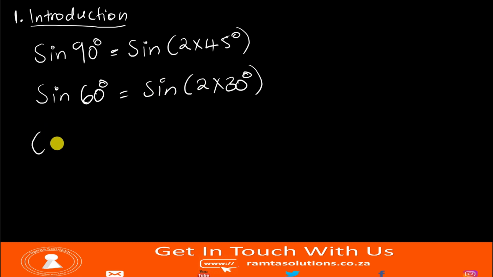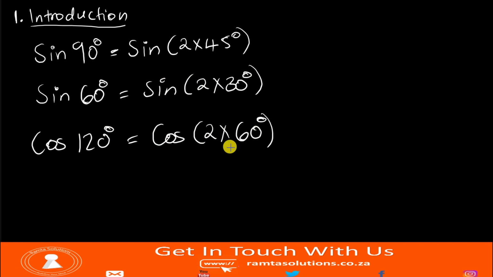Well, let me not just work with sine. You can also imagine cos 120 degrees to be cos 2 times 60 degrees, all right? So, you know this one is 1. You know this one is root 3 over 2. And this one is, let me see, negative root 3 over 2. Is it? No, it's negative half. It's not negative root 3 over 2. It's negative half. All right?